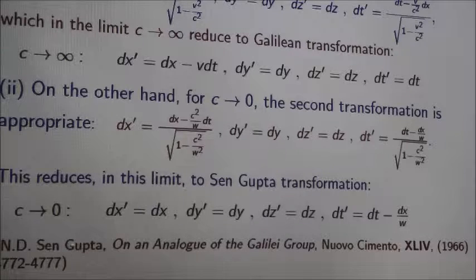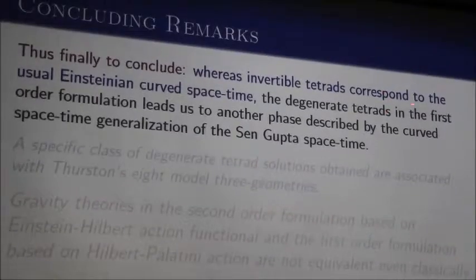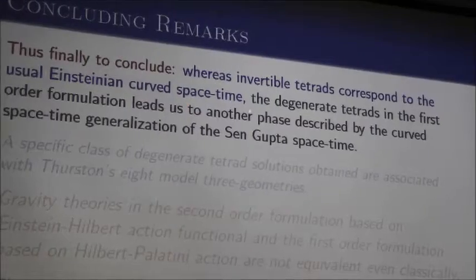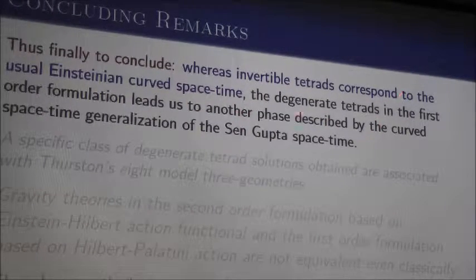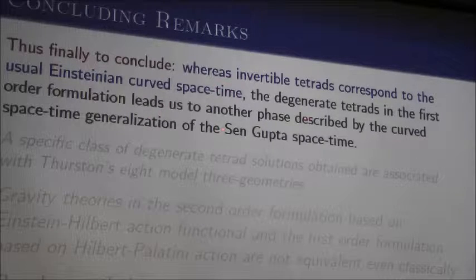To give you the exact reference on this: N.D. Sen-Gupta, On an analog of the Galilei group, Nuovo Cimento, 1966. So what do we see? Thus finally we conclude that whereas invertible tetrads correspond to the usual Einstein curved space-times, the degenerate tetrads in the first order formulation lead us to another phase, described by the curved space-time generalization of Sen-Gupta space-times.